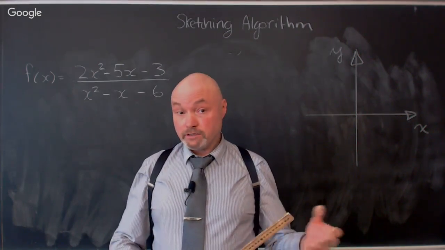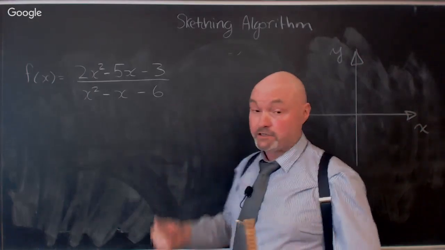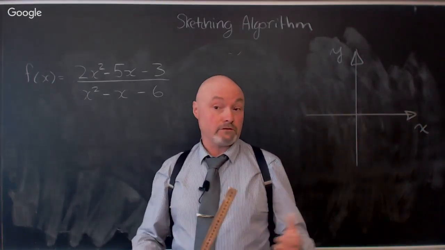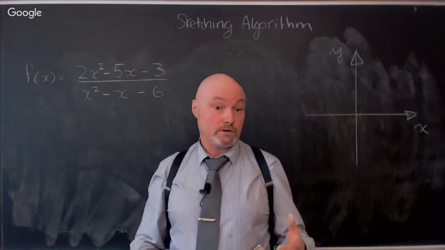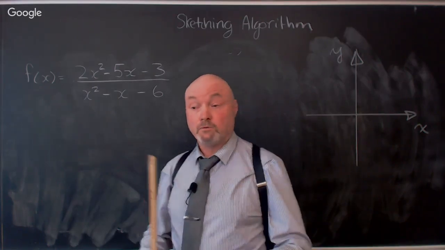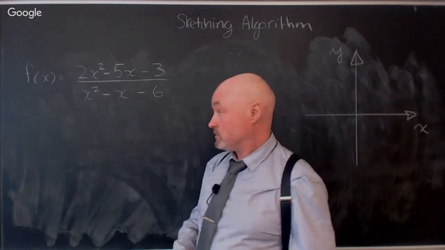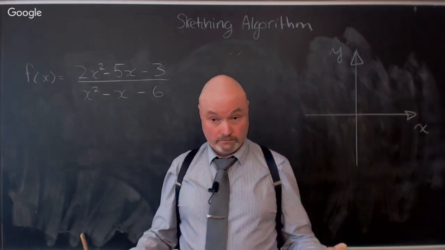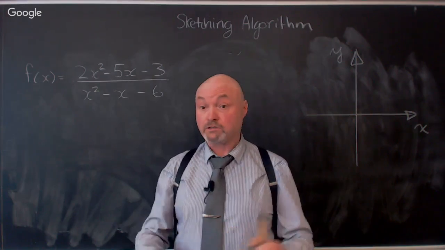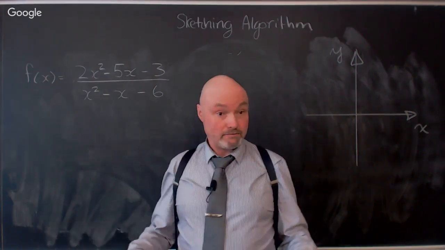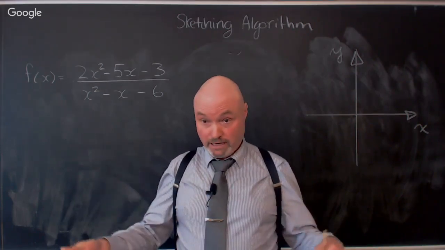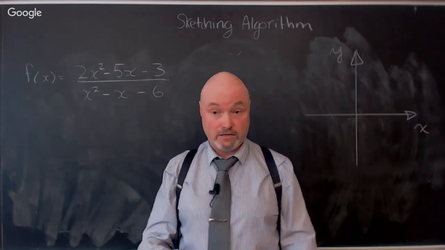What we're going to be doing is looking at this particular function, which is a rational function, and we're going to go through all the steps. We're going to find the x-intercepts, the y-intercepts, horizontal asymptotes, vertical asymptotes, any discontinuities, okay? We're going to determine how it approaches the asymptotes, whether they head to positive infinity or negative infinity, et cetera, et cetera.